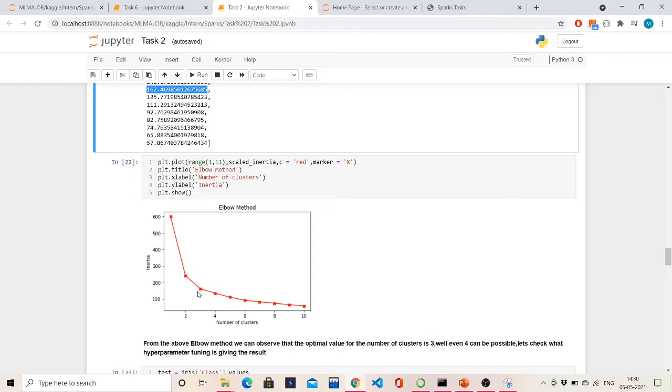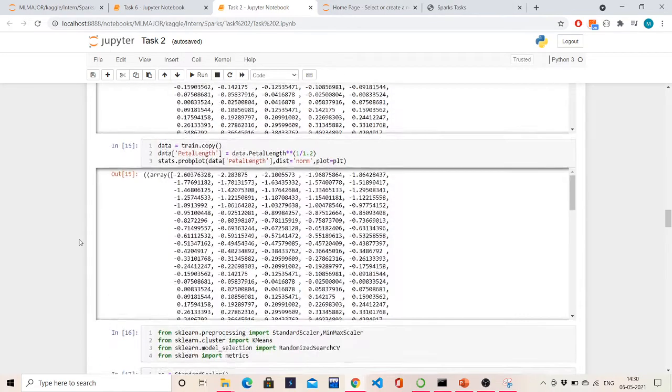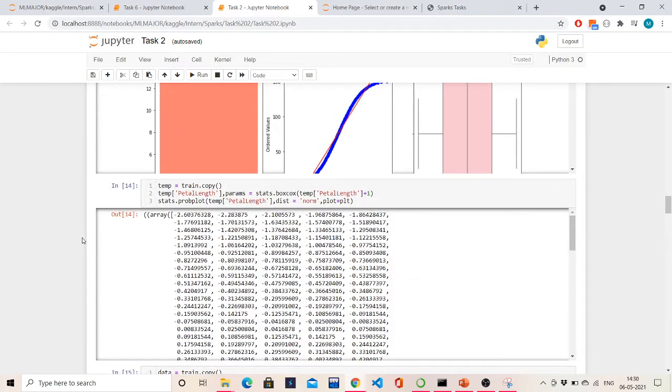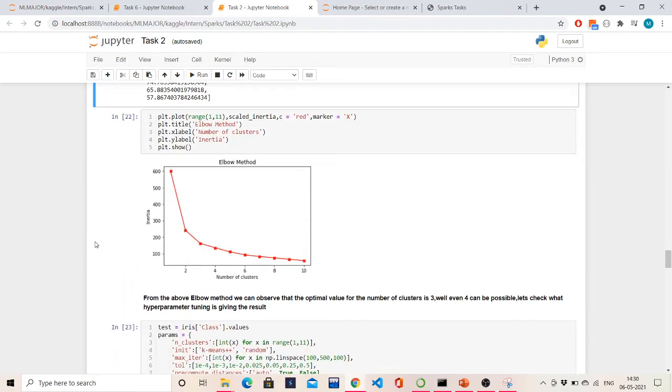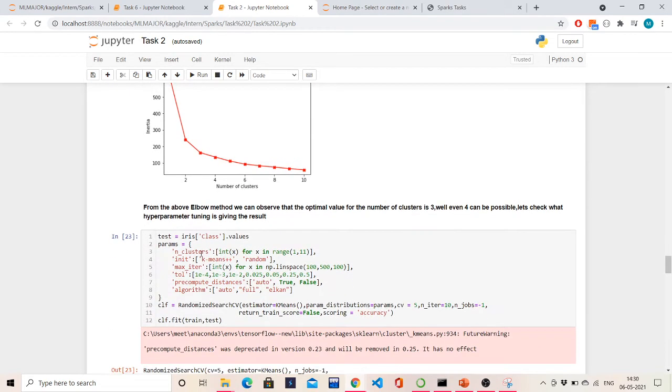But when will you get the correct answer? When you try and visualize it, then only you can get the correct thing, whether the number of clusters equal to 3 is correct, or number of clusters equal to 4 is correct. Now let us see. In this case, as we are having only 3 species, Setosa, Virginica and Versicolor, we can say that it is 3, but we cannot just come to the conclusion by a general hypothesis of ours that it is 3. Okay, so let us try hyperparameter tuning, and let's see what hyperparameter tuning says.